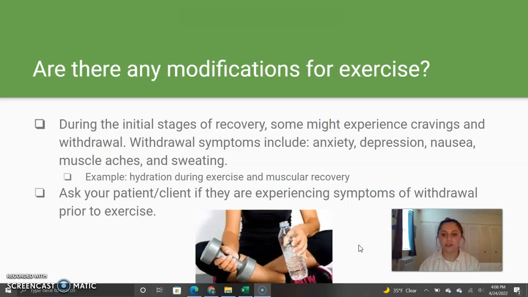So you want to make sure that your patient or client that's recovering from addiction is staying well hydrated throughout exercise, and that they know when the muscle aches are from withdrawals and not from the exercise regimen. You want to make sure that you ask your patient or client prior to exercise if they have any withdrawal symptoms.